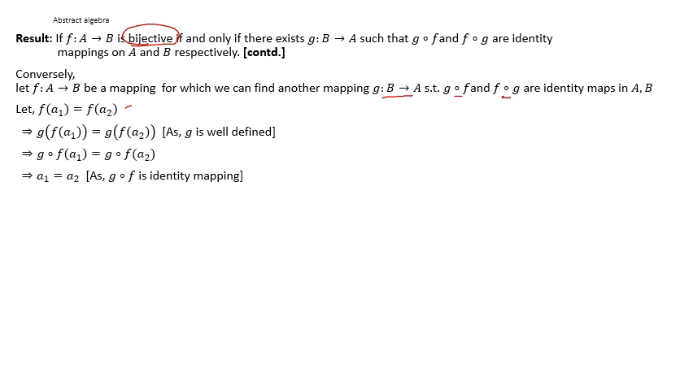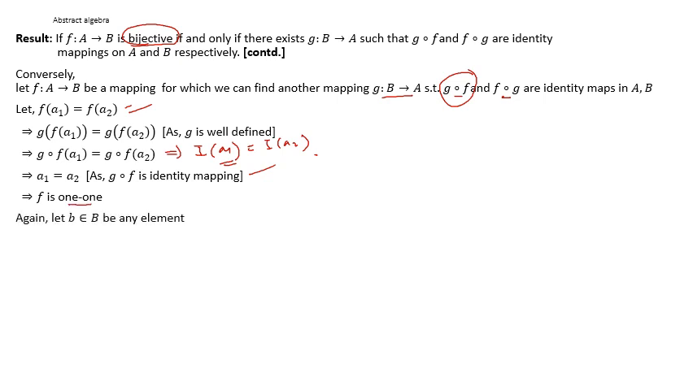Now, G of F is the identity map, so this is basically I of a1, I of a2. So identity map, what it does is maps the element onto itself. So this means a1 equal to a2. So F of a1 equal to F of a2 implies a1 equal to a2. So clearly F is 1-1.